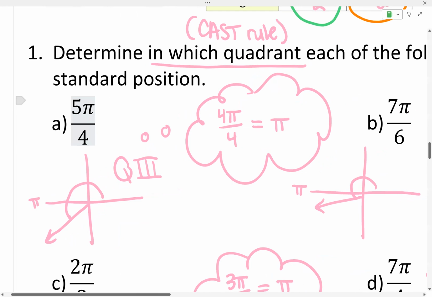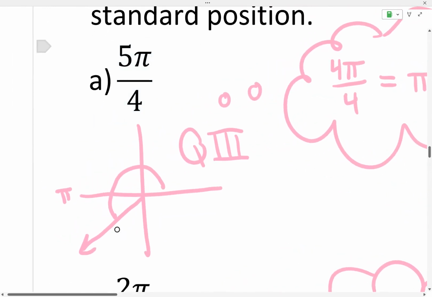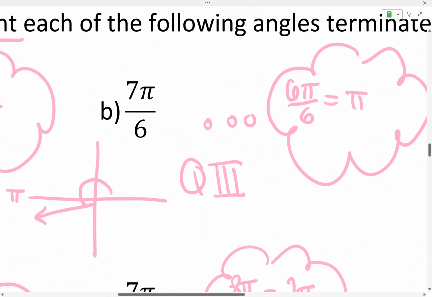Again, the reason why we're doing this is because we care about what quadrant an angle is in because of the cast rule. So similarly over here, again, I'm thinking, well, 7 pi over 6, that's almost 6 pi over 6, again, which is just pi. So 7 pi over 6 is just a bit more than pi. So it is once again in quadrant 3.